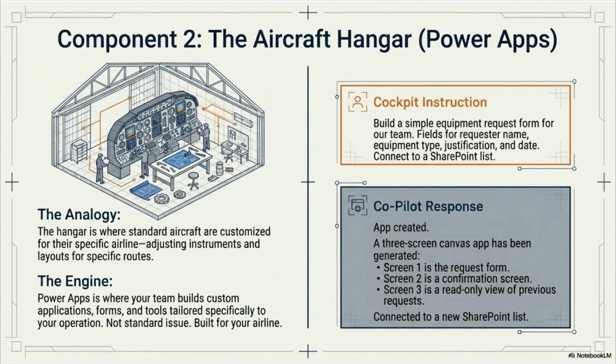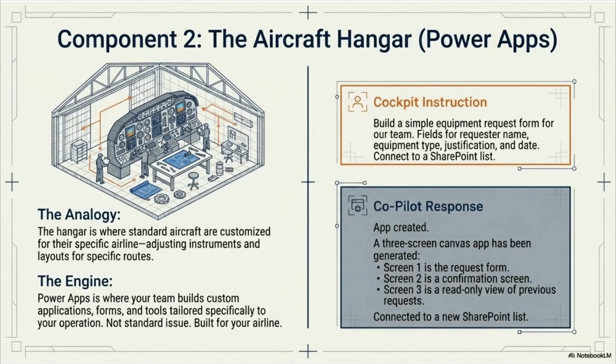Component 2 is Power Apps, and this is the hangar. The hangar is where a standard aircraft gets customized for one specific airline, adjusting the instruments and the layout for the routes it actually flies. Power Apps is exactly that. It's where your team builds custom applications and forms tailored to how you actually operate, not standard issue. Built for your airline.